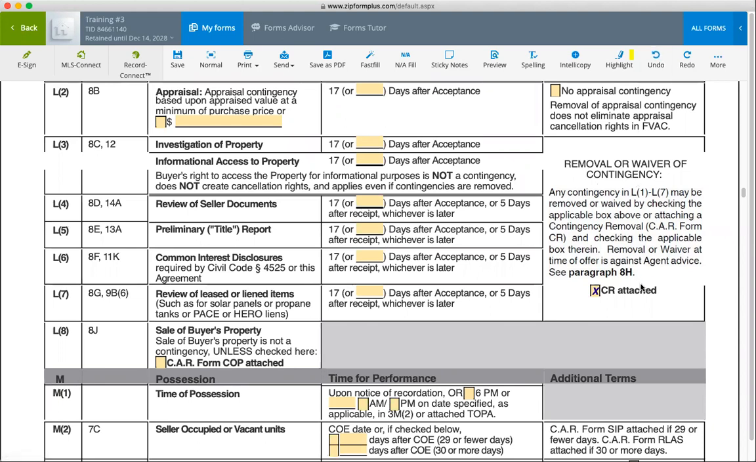Over here under other information or other terms, it deals with the removal or waiver of contingency. Any contingency L1 through L7 may be removed or waived by checking the applicable box above or attaching a contingency removal form, CR form, and checking the applicable box therein. Removal or waiver at time of offer is against agent's advice.